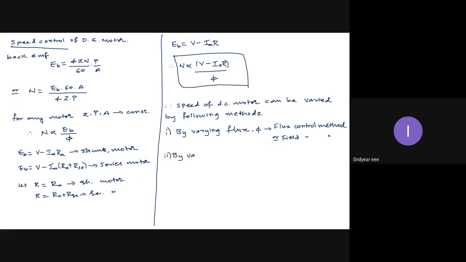By varying resistance in the armature circuit. Please note, it is not by varying the armature resistance. I can't vary the armature resistance once the armature winding is fabricated. By varying resistance in the armature circuit. Okay. So this method is known as the armature control method.